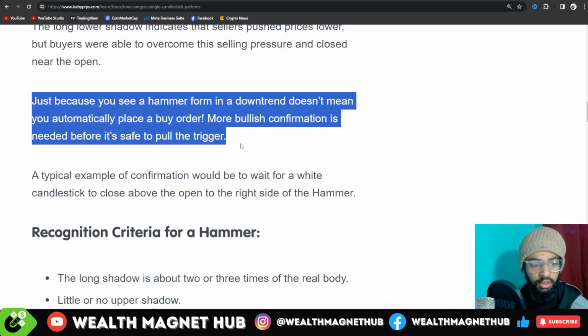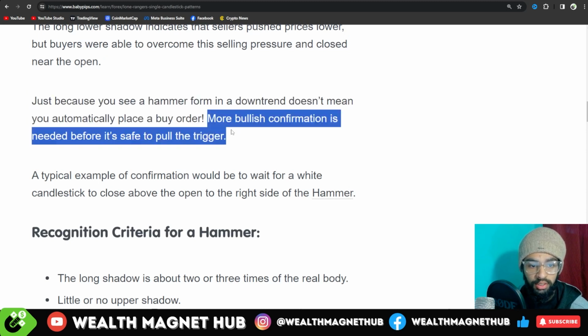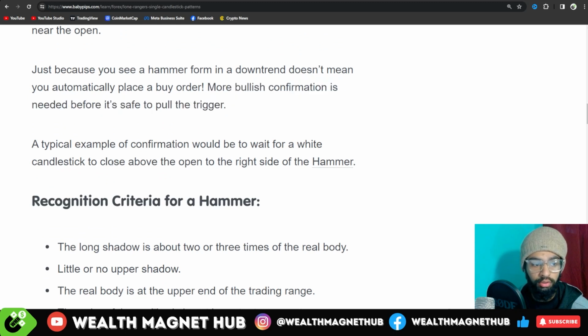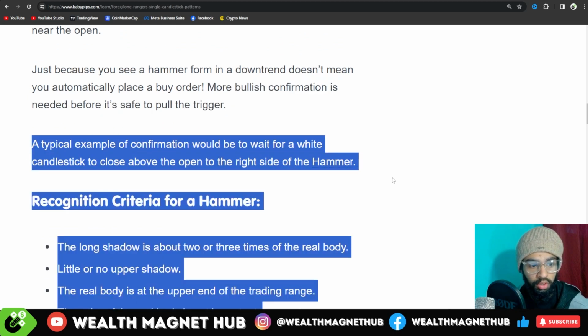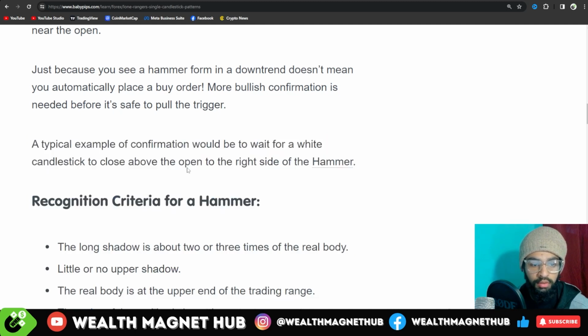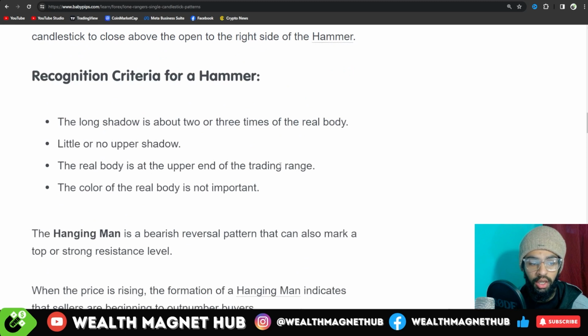So just because you see a hammer form in a downtrend doesn't mean you automatically place a buy order. More bullish confirmation is needed before it is safe to pull the trigger. So you have to wait for confirmation that we started seeing the reversal before you place a buy order. A typical confirmation would be to wait for a white candlestick to close above the open on the right side of the hammer.